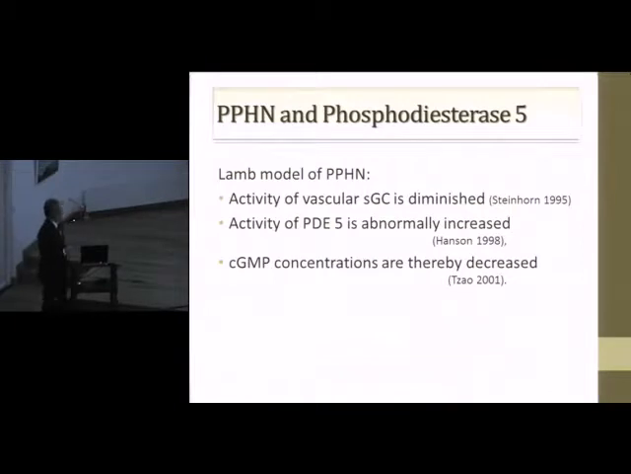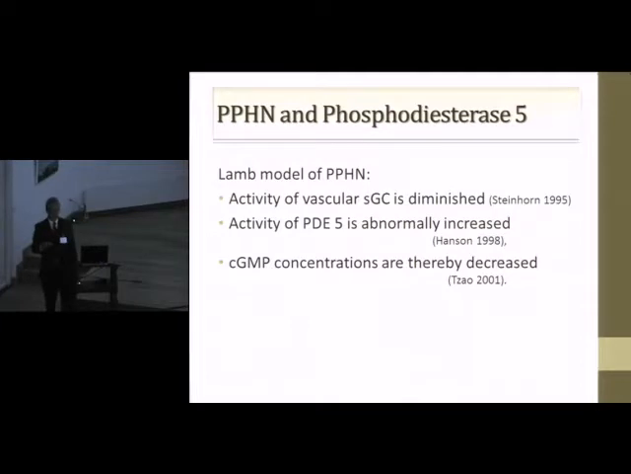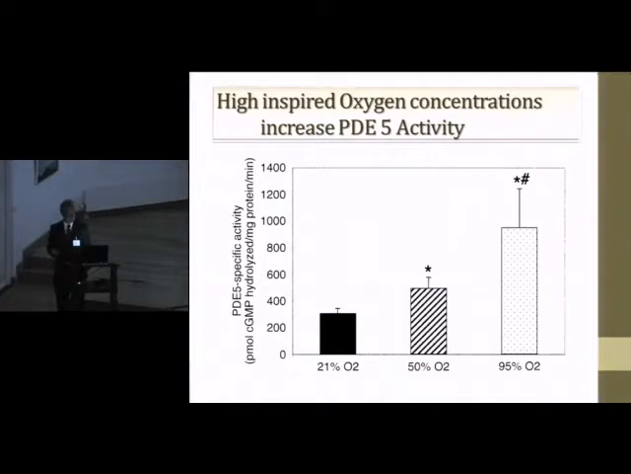So in the lamb model of pulmonary hypertension, the activity of vascular soluble GC is diminished, and the activity of phosphodiesterase 5 is abnormally increased. And so those 2 things together combine to lead to decreased cytosolic cyclic GMP concentrations and the lack of pulmonary relaxation. Judy already mentioned this part about high inspired oxygen concentrations, and you saw several slides addressing part of that.